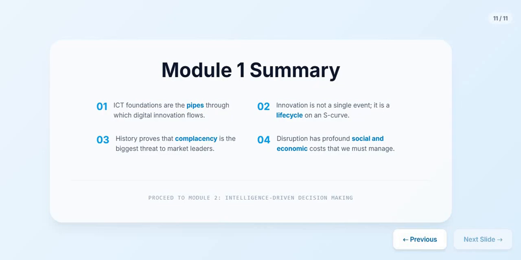Okay, so as a wrap up of Module 1, ICT is the pipe, innovation is the flow, and disruption is the flood. So complacency is your biggest enemy. As you head back to your work placement tomorrow, look at the systems around you not as static tools, but as a part of an evolving landscape. You are now ready to move to Module 2, where we look at how we use all this data to make actual decisions. Thank you.